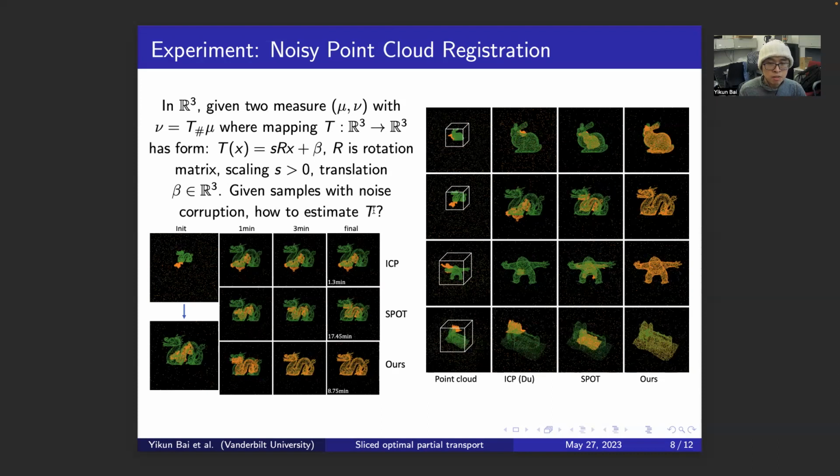The idea is first you need to estimate the correspondence between the source points and the target points. Then if you have the correspondence, there is a closed form to compute the optimal parameters. In our method, we just use SOPT to estimate the correspondence. This figure shows the running time, and this figure shows the accuracy results. We find that compared to the classical methods, for example ICP and SPOT, our method is the only one that can correctly recover the mapping T.